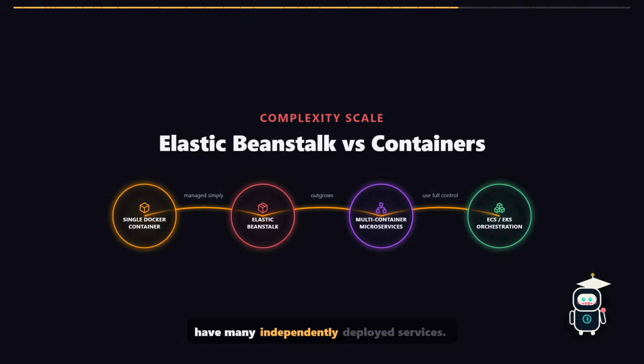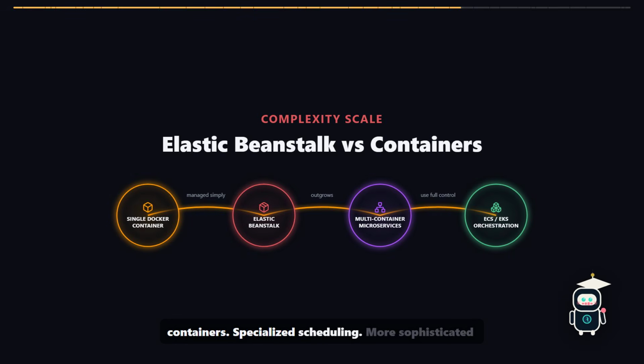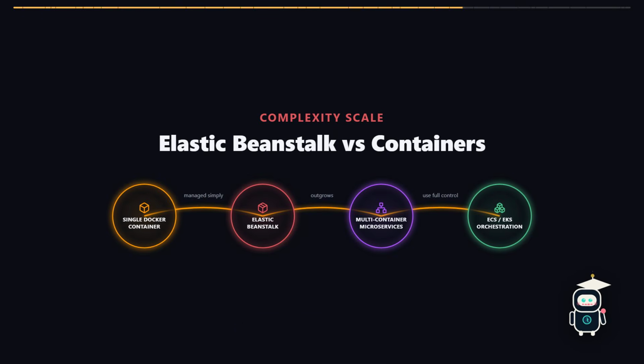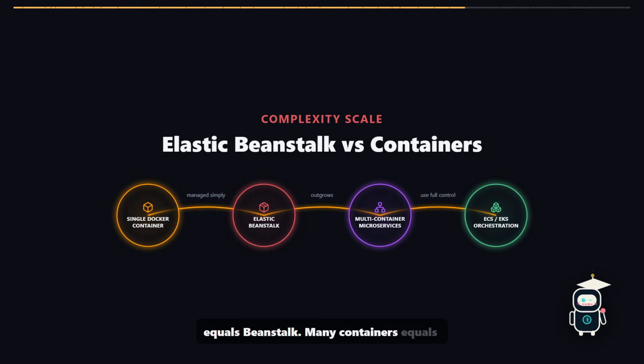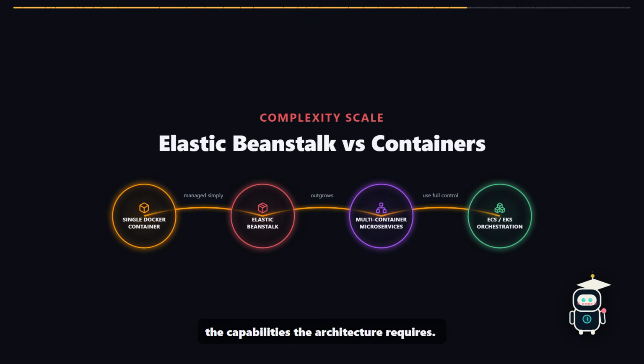Imagine you now have many independently deployed services. Each service scales differently. They need advanced service discovery, sidecar containers, specialized scheduling, more sophisticated deployment patterns, or Kubernetes-specific APIs and tooling. At that point, ECS or EKS usually becomes the more natural orchestration platform. The distinction isn't one container equals Beanstalk, many containers equals ECS. There isn't a magic number. The distinction is about the capabilities the architecture requires.